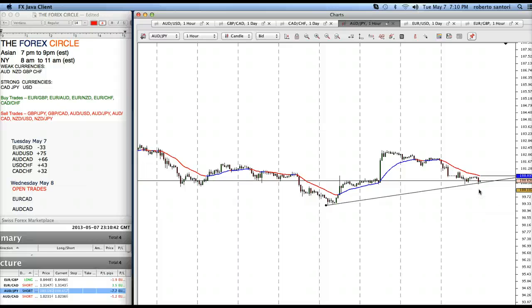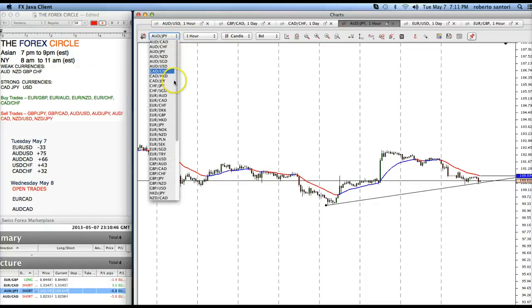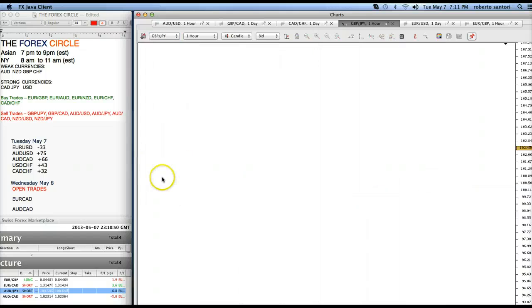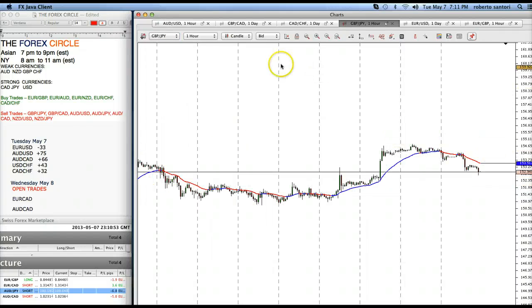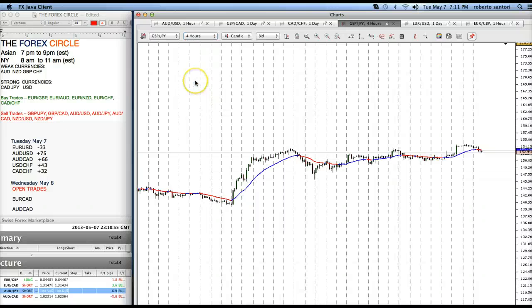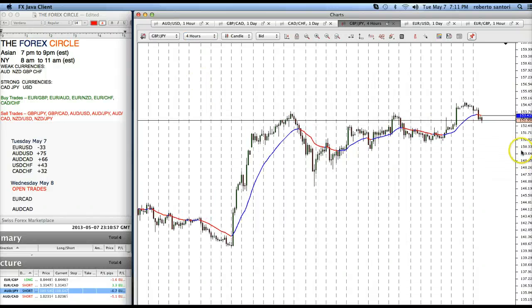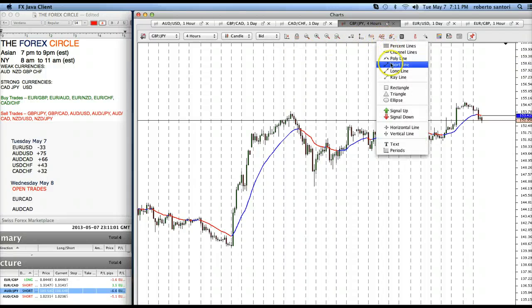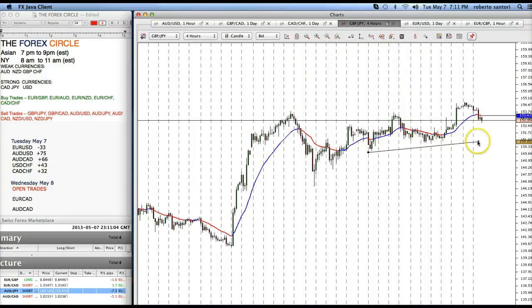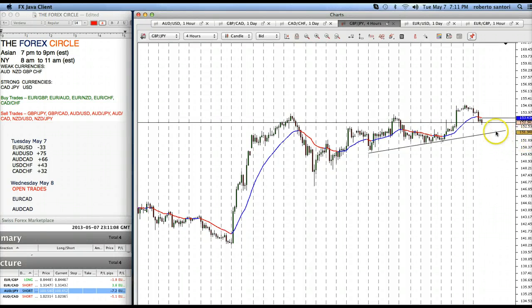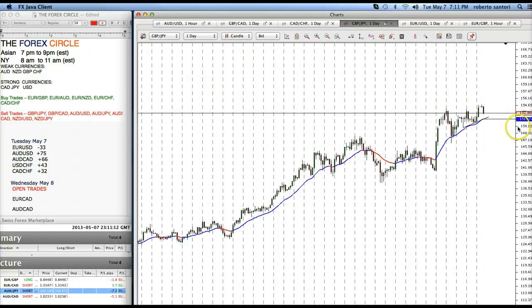Okay, and what else do we have? Pound yen. And a downtrend on the 1-hour chart, downtrend on the 4-hour chart. And pretty soon it's going to hit a support level, but not yet. Okay. Let's see what the daily chart looks like.